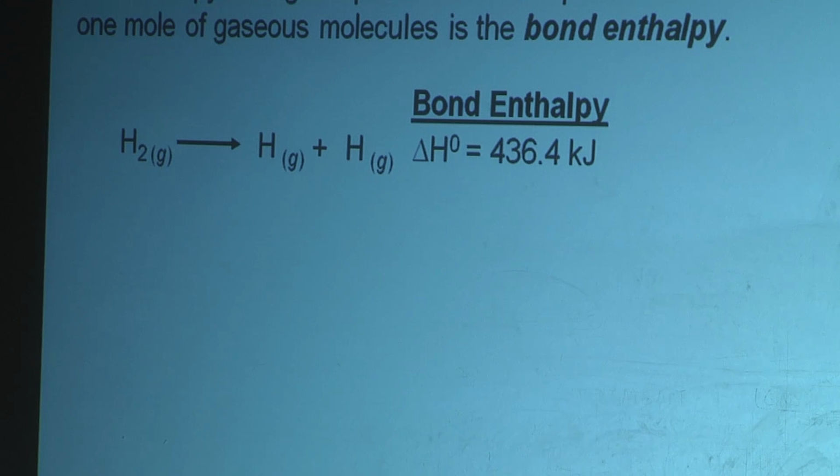Wait a minute, let's back up again. 1 molecule gave me how many atoms? 2. 2 molecules gave me how many atoms? No, that's not what you said before. If 1 molecule gives me 2 atoms, then 2 molecules must give me 4 atoms. 3 molecules is going to give me how many atoms? 6, 4 molecules is going to give me 8, 8 molecules is going to give me 16, 12 molecules is going to give me 24.